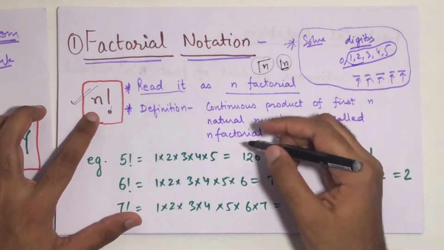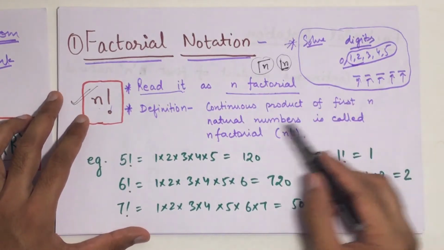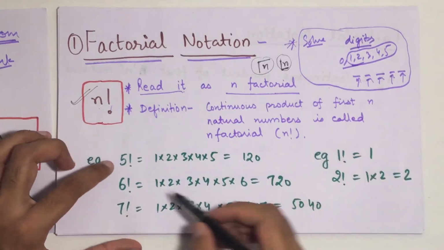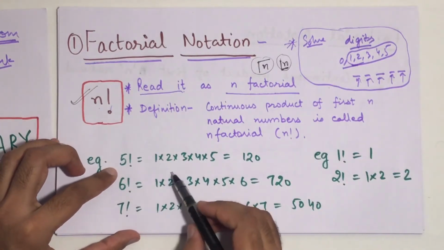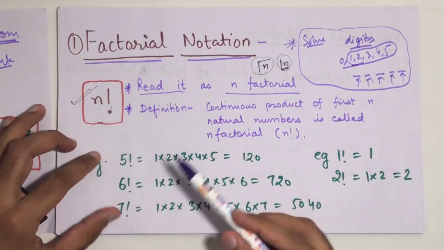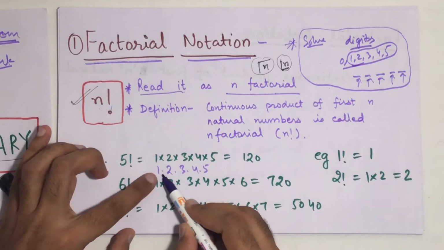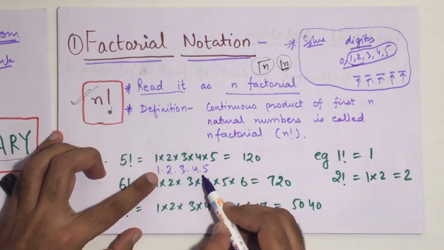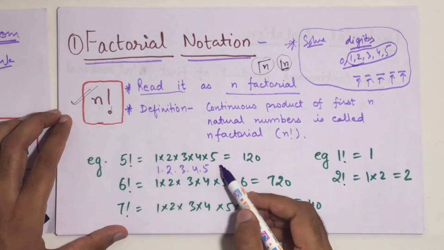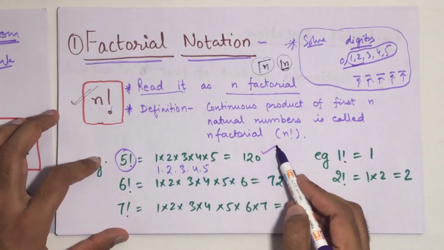So students, it is n factorial, and the definition of n factorial is the continuous product of the first n natural numbers. For example, 5 factorial is the product of the first 5 natural numbers. In mathematics, we also sometimes denote this product with the help of dots. So 1 dot 2 dot 3 dot 4 dot 5 also means multiplication. So 5 factorial is 1 into 2 into 3 into 4 into 5, that is equal to 120.